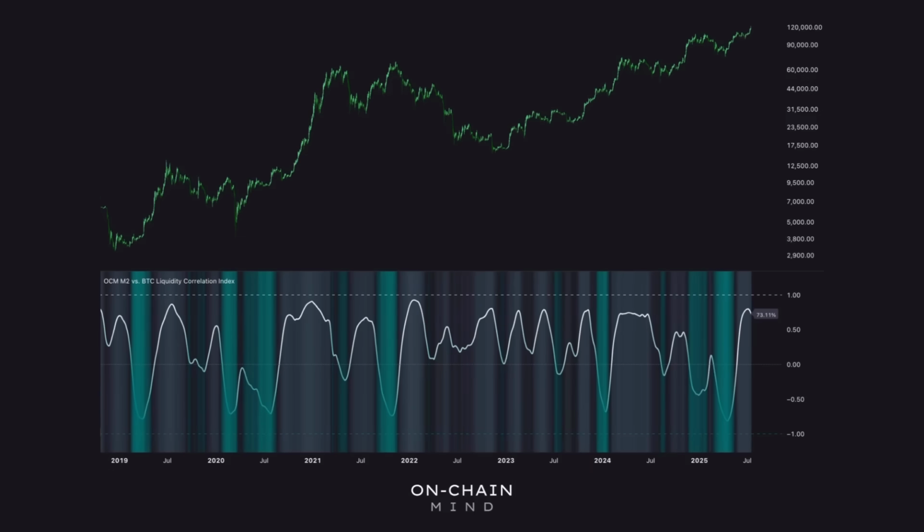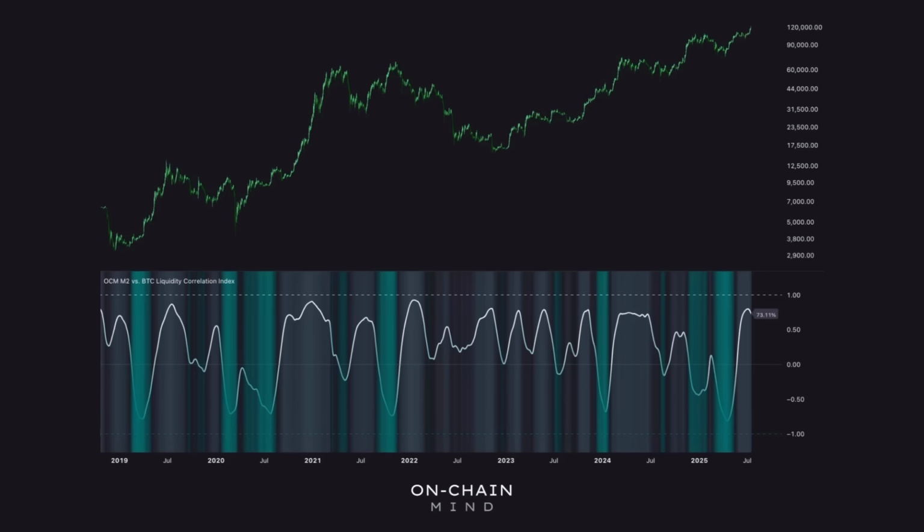That's exactly what you'd expect, because Bitcoin's value isn't just about adoption or supply and demand. It's also about how many currency units are circulating at any given time. Right now, Bitcoin's year-on-year growth is about 73% correlated with liquidity growth. But here's the interesting part. When the indicator flashes bright teal, it means Bitcoin and liquidity year-on-year growth aren't moving together at all.